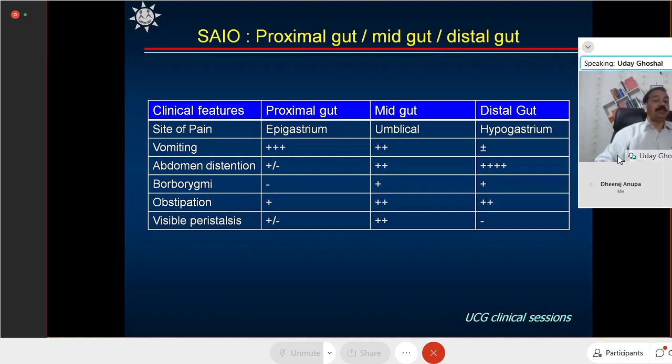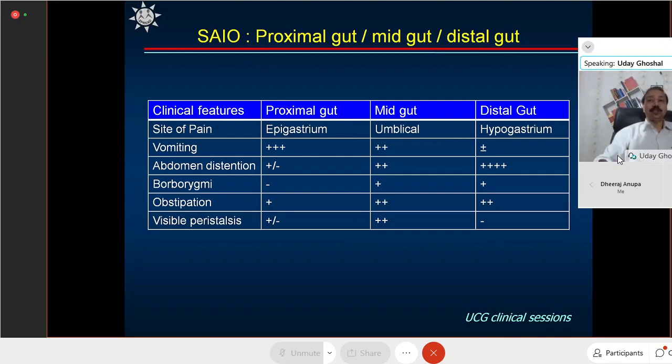Proximal gut, vomiting is a prominent feature. Abdominal distension and borborygmy much less. You know why? Because stomach is already quite distensible, and stomach doesn't have that sort of too many bowel loops to show you visible peristalsis, a movement of the fluid within a narrow tunnel causing borborygmy. Whereas midgut, abdominal distension is prominent, borborygmy are there.